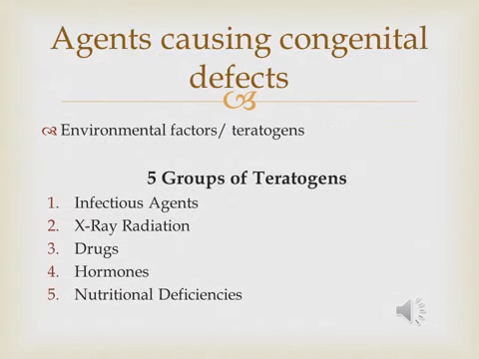Okay, so now, agents causing congenital defects. These agents are environmental factors, or we can also call them teratogens. Teratogens are also a cause of congenital defects. There are 5 groups of teratogens: infectious agents, X-ray radiations, drugs, hormones, and nutritional deficiencies. In total, these are 5.